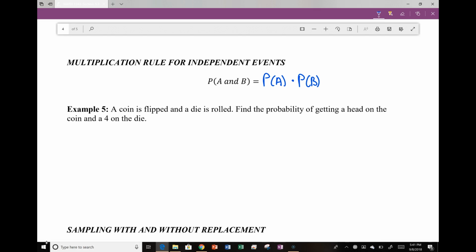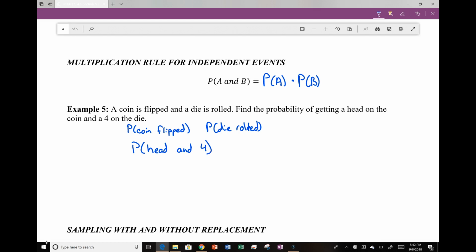Let's look at example 5. A coin is flipped and a die is rolled. So we have the probability of a coin being flipped, and then we have the probability of a die being rolled. So find the probability of getting a head on the coin, so a probability of a head, and a 4 on the die.